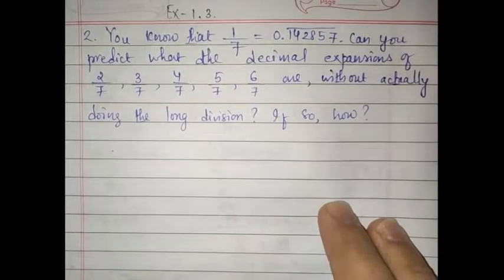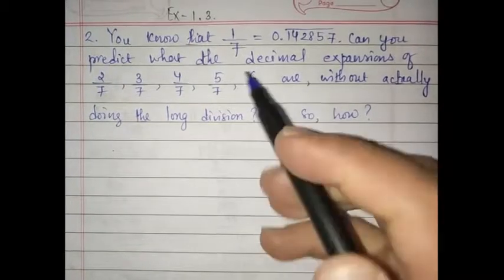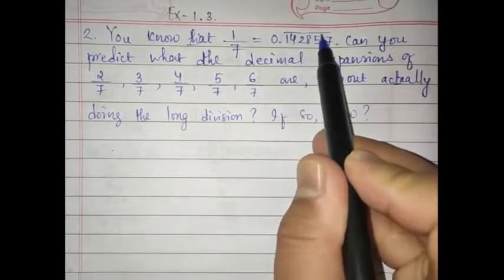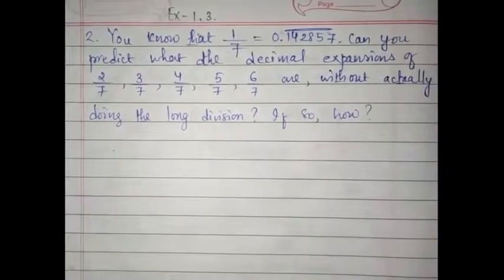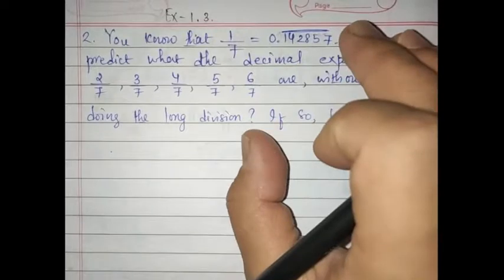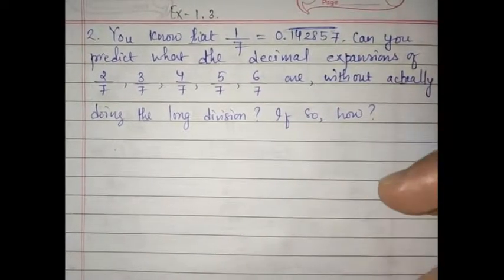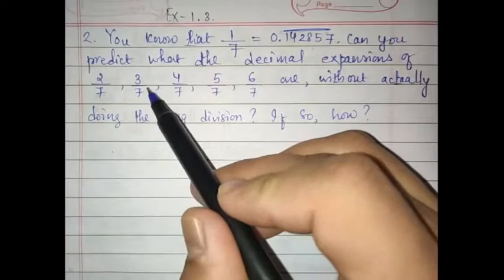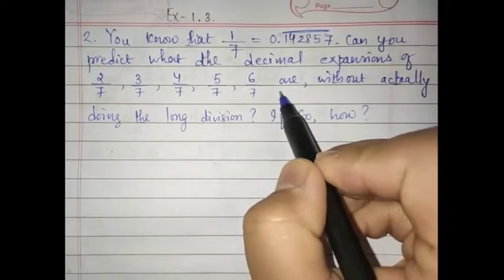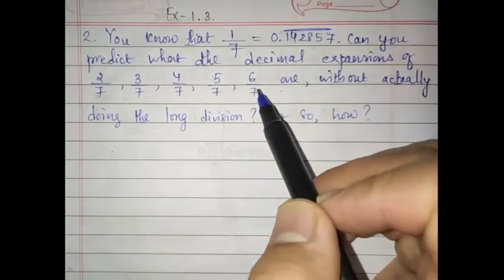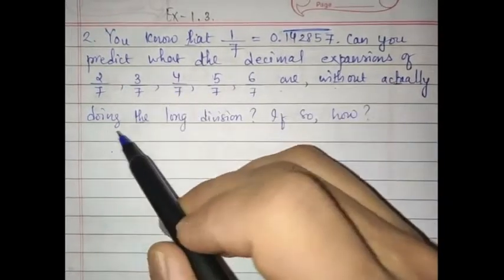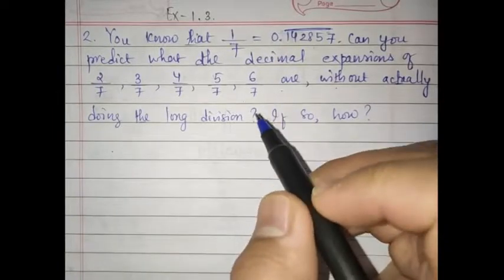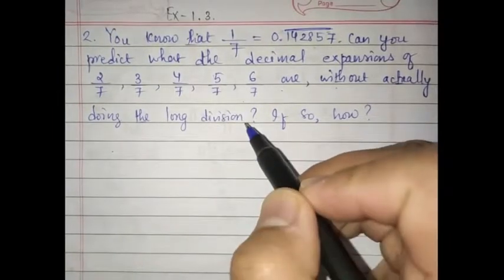Student, here we have question number 2. It states that you know that 1 by 7 is equal to 0.142857, with the bar over it. So this means that it is non-terminating and repeating or recurring. Can you predict what the decimal expansion of 2 by 7, 3 by 7, 4 by 7, 5 by 7, 6 by 7 are, without actually doing the long division? If so, how? You have to explain how you will predict the decimal expansion of all of these without the long division method.